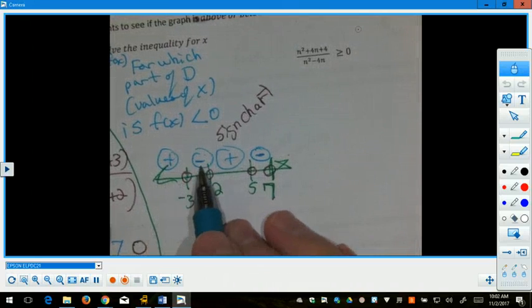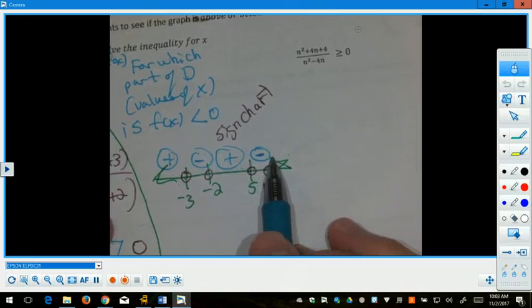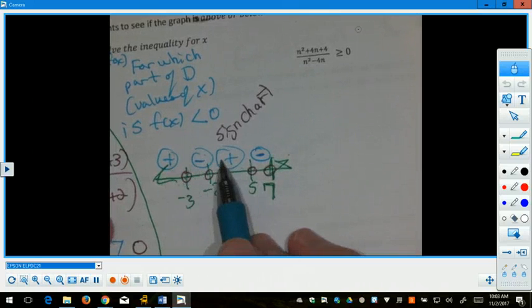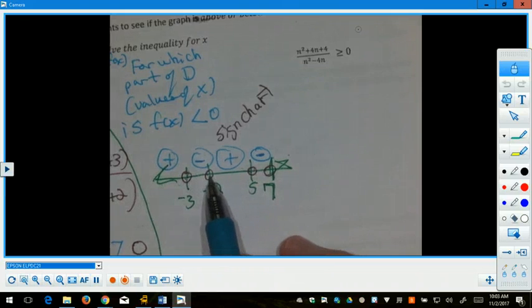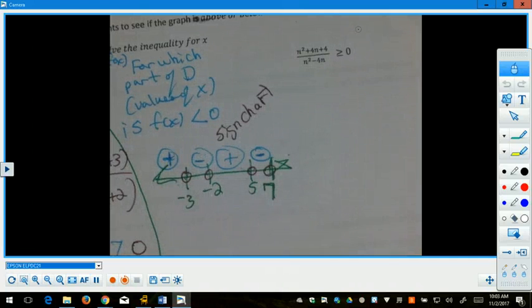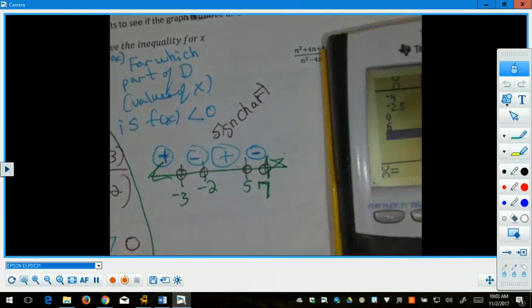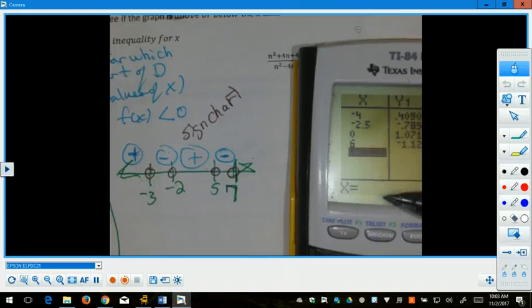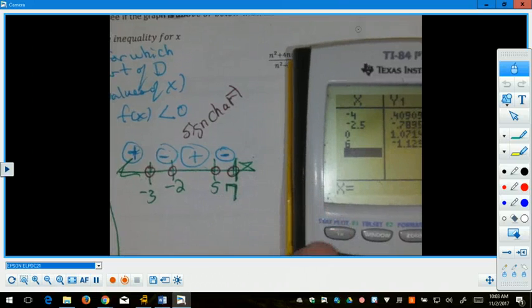We should expect to get alternating signs. When might I not get alternating signs? When there's a multiplicity of a root. We saw that yesterday. You have to be really careful about that. They should not alternate. I still would suggest that you plug them in and double check. You can expect signs to alternate, but double check it on the calculator.